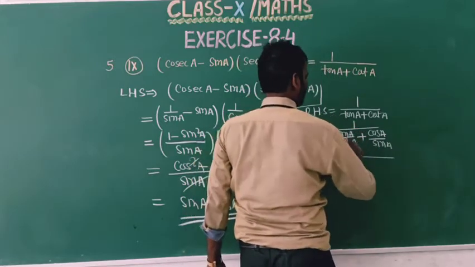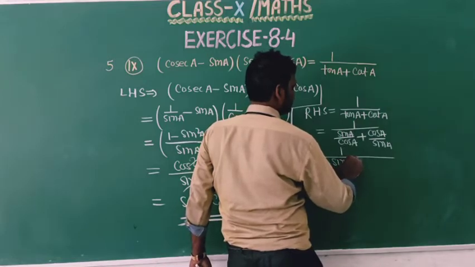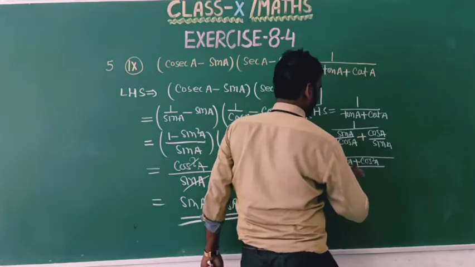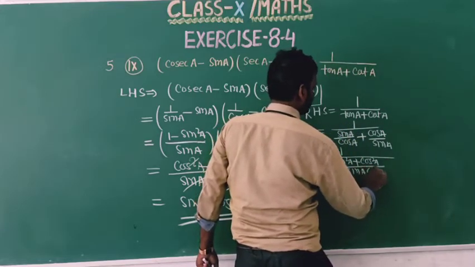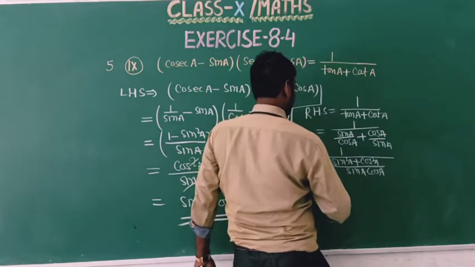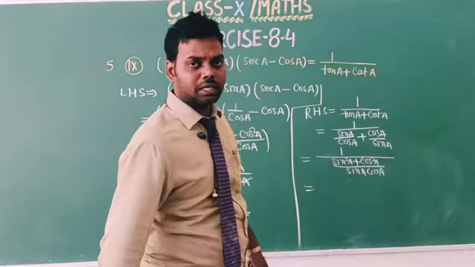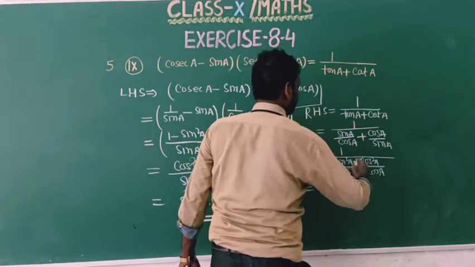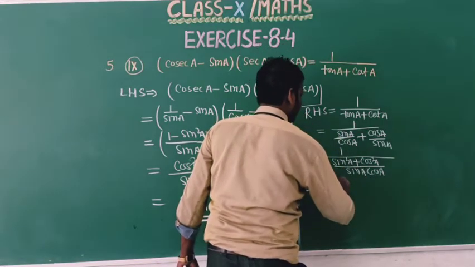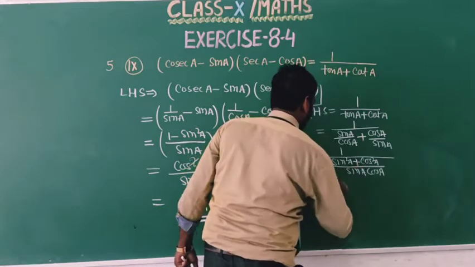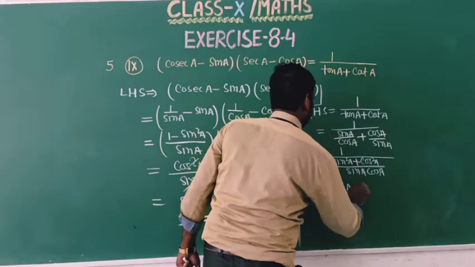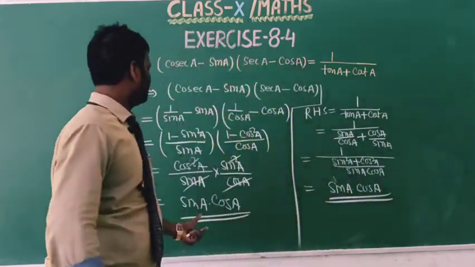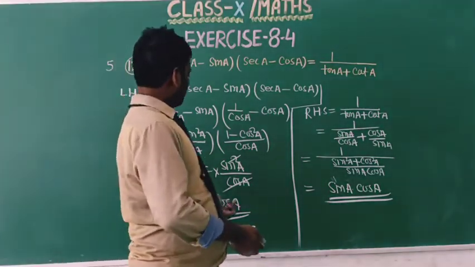Okay, now simplify. So this becomes sin square A plus cos square A by sin A into cos A. So this is the identity sin square theta plus cos square theta, its value equal to 1, and after simplification we will get 1 upon sin A into cos A. Okay, so here LHS and RHS part are equal.